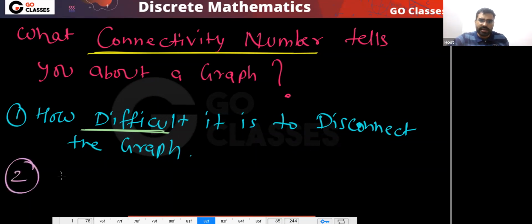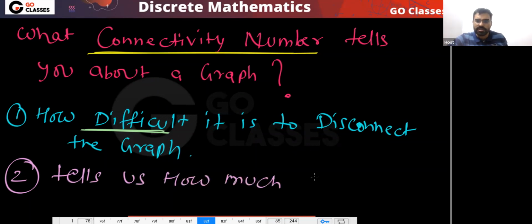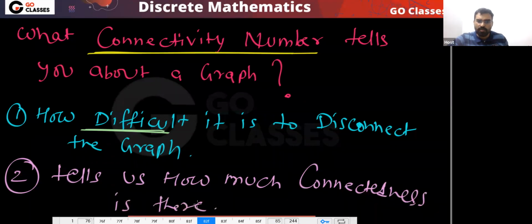Or I can say that the connectivity number tells us how much connected the graph is, how much connectedness there is. Like, how connected is your family? So this is the idea: how difficult it is to disconnect the graph.